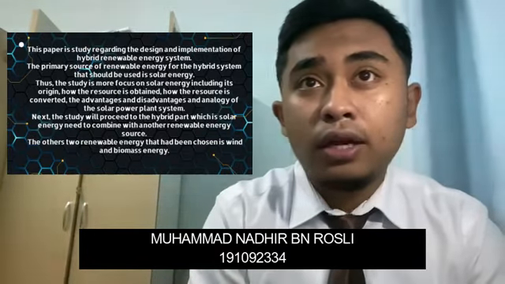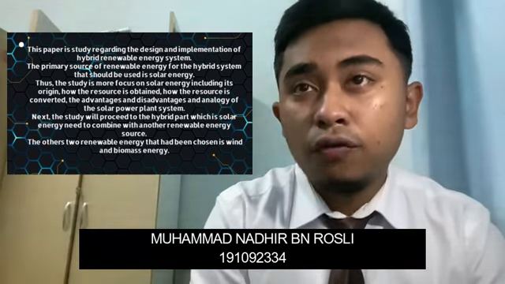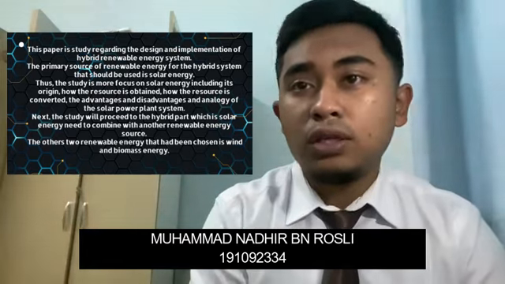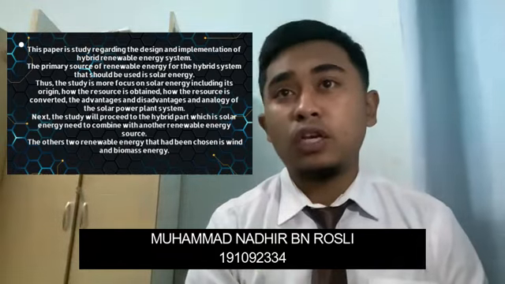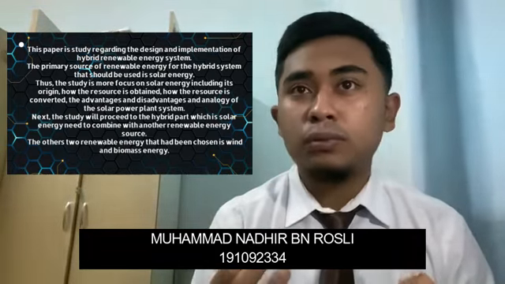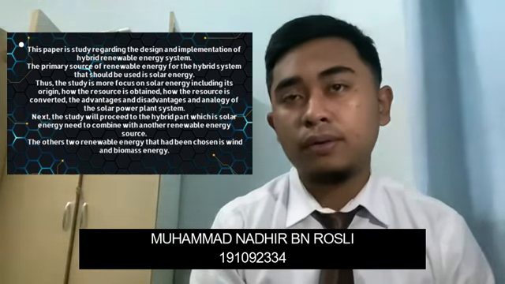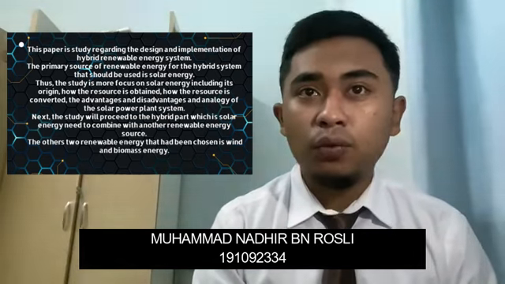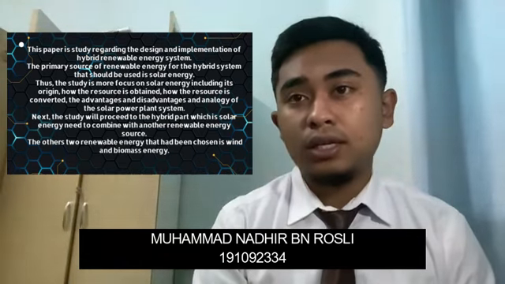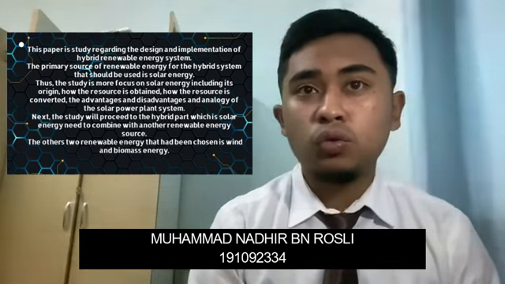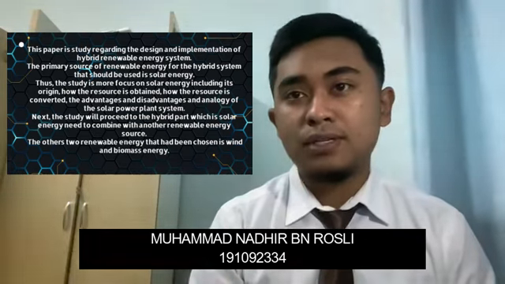This paper is a study regarding the design and implementation of a hybrid renewable energy system. The primary renewable energy resource for the hybrid system is solar. So this study is more focused on solar energy, including its origin, how the resource is obtained, how the resource is converted, and the advantages and disadvantages of the power plant system. Next, the study will proceed to the hybrid part, where solar energy needs to be combined with other energy sources. The other two renewable energy sources we chose are wind energy and biomass energy.